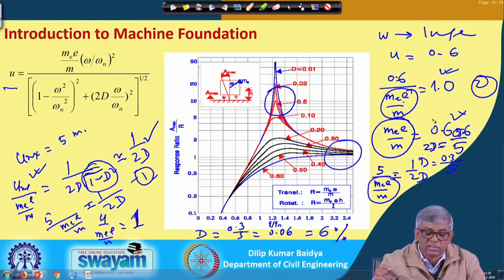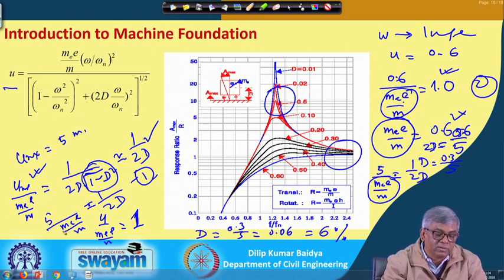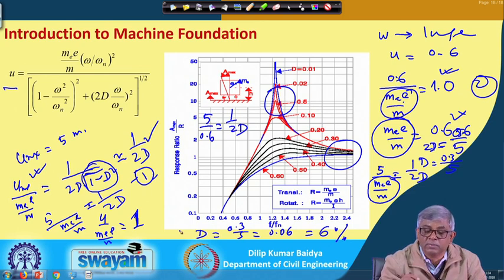Now, if I put this in, here 5 by 0.6 equals 1 over 2d. If you solve this equation, you will get d equal to 0.06, or 6%.